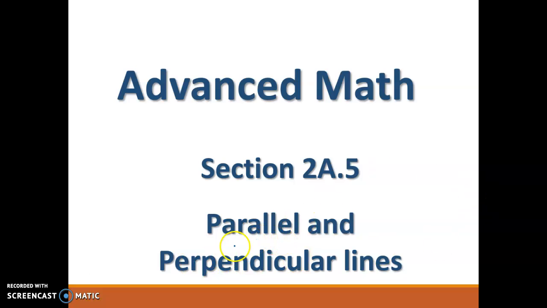So this is unit 2A, and we are just going back over how to graph lines, how to write equations of lines, how to find the slope and the intercept from a line. So looking only at linear equations. And today we're going to look at parallel and perpendicular lines. Before we do that, let's do a quick lesson opener.